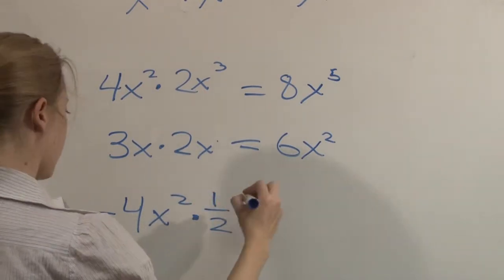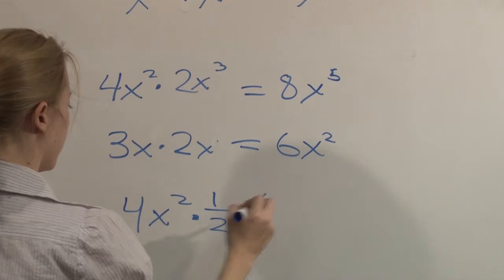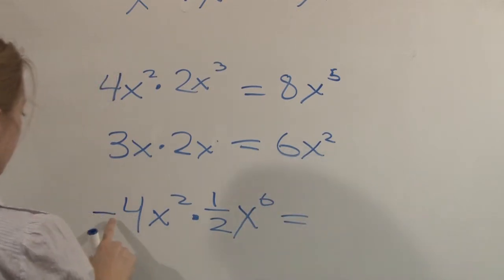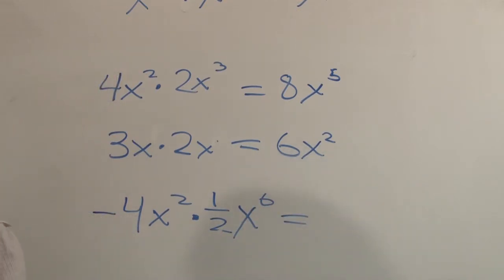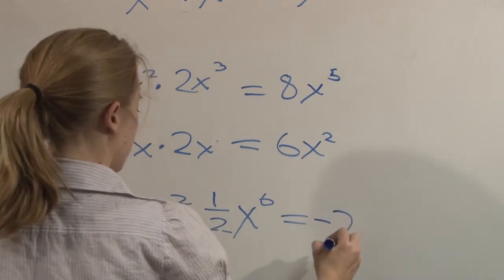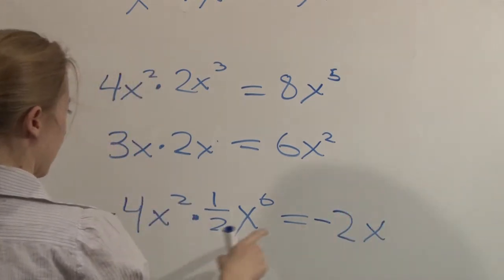And it doesn't matter if I have fractions or decimals as coefficients, I'd still do it the same way. So negative 4 times 1/2 is going to be negative 2. And then this will be x to the 8.